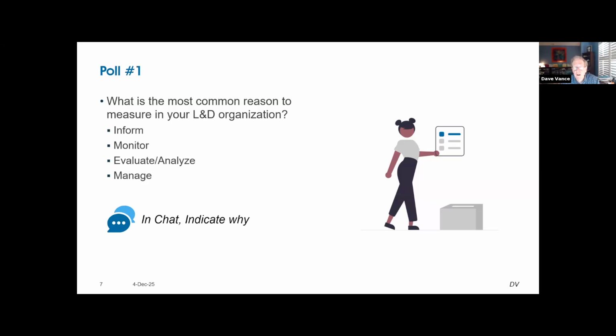As soon as you put your answer in chat if you'd like, you might give us maybe a reason for what you reported, or if having just heard us run through the other 3 reasons to measure, if there's one of those you think your organization should start doing more of, maybe put that in chat. So Casey, do we have some results?